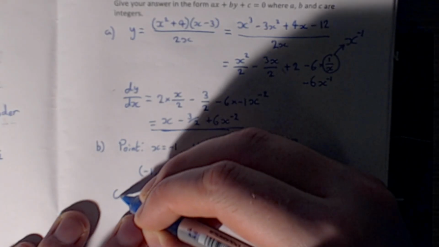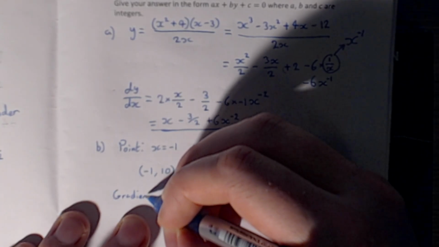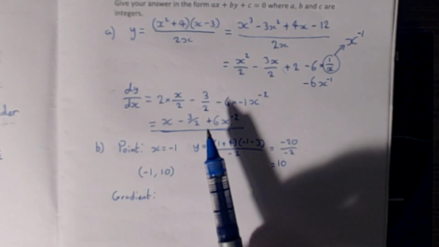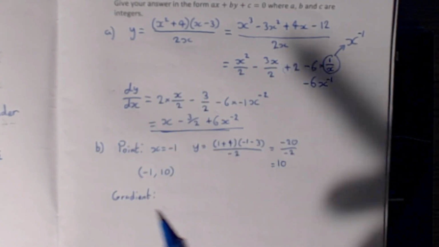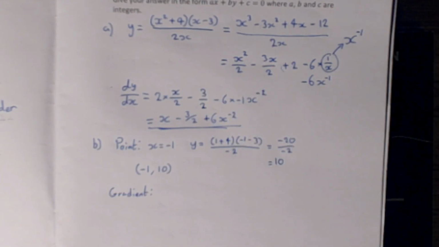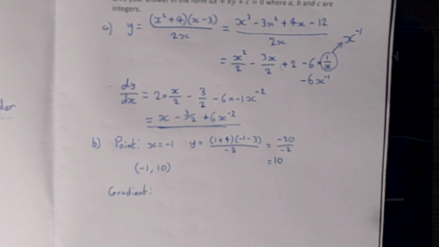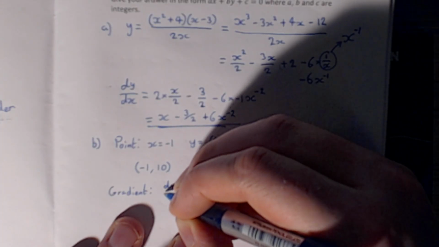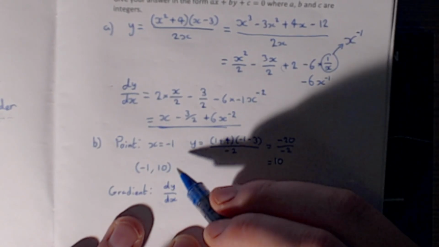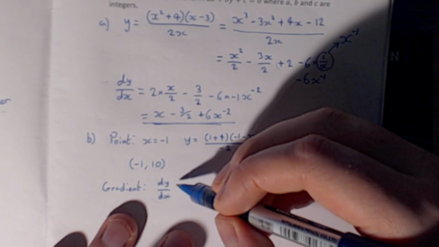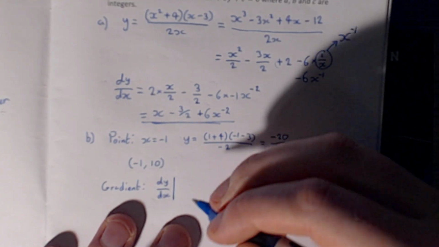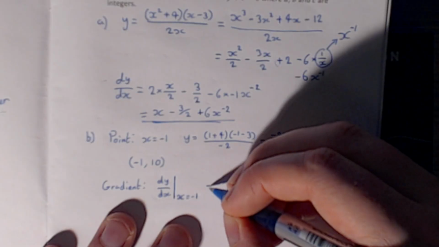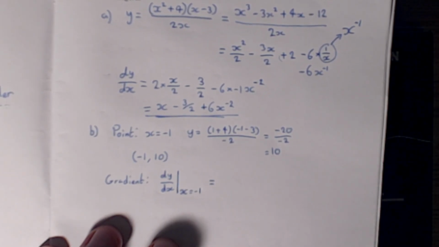The next step is the gradient. So that's the next part to work out. Now we've already worked out our dy by dx. If you remember, dy by dx tells us the gradient at any point on the curve. So we want to find dy by dx when x is equal to negative 1. Now a way you can notate this is you can draw a little line down like that and put x equals negative 1. Or you could just write dy by dx when x is equal to negative 1.